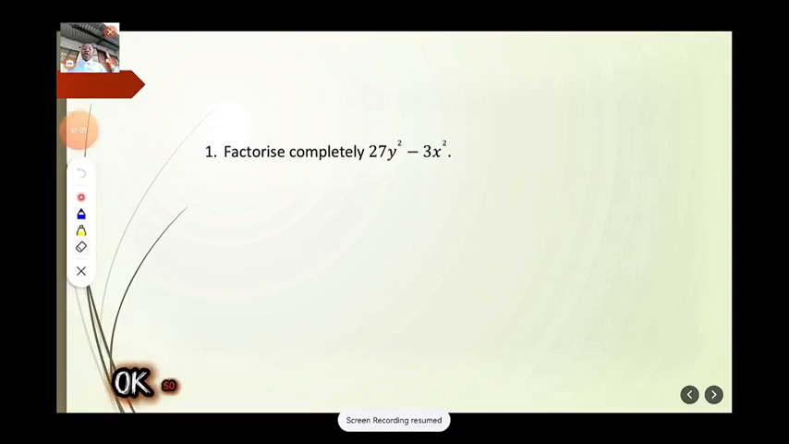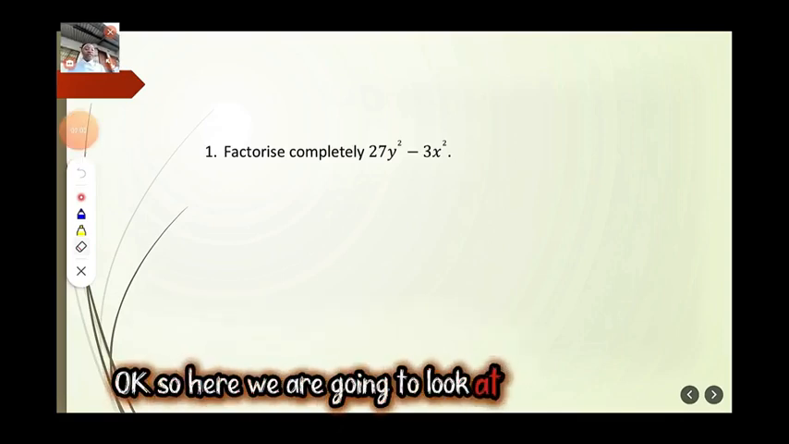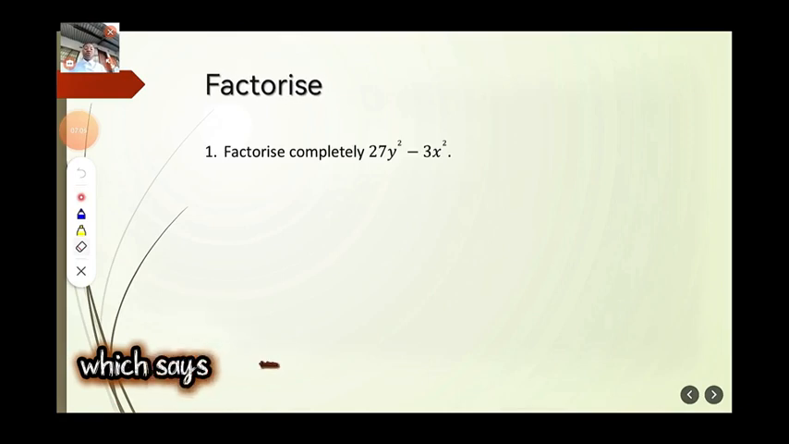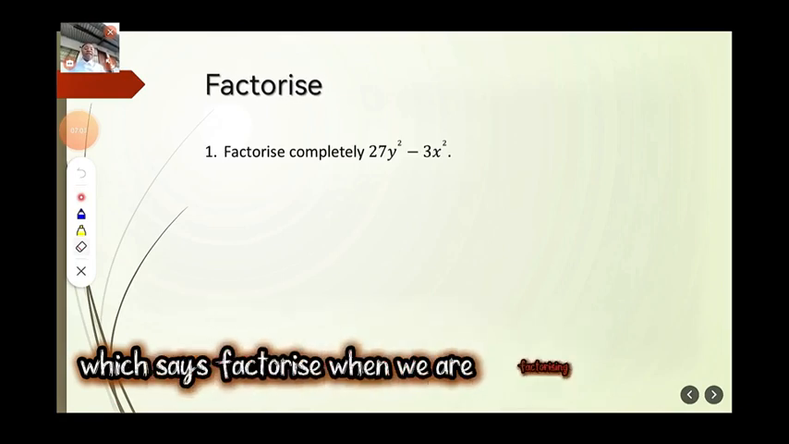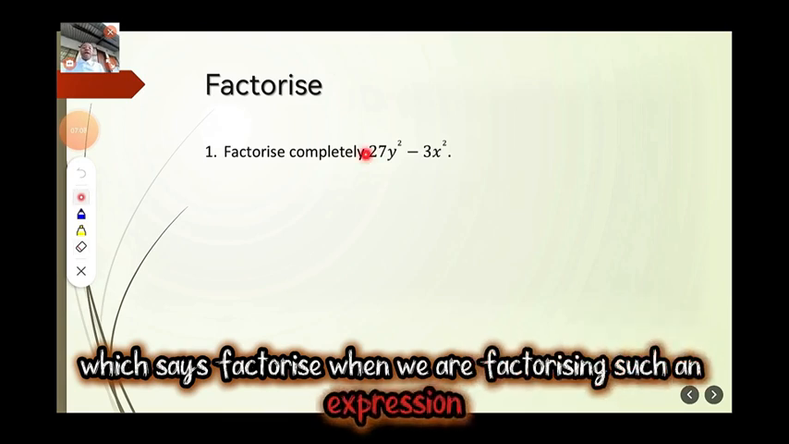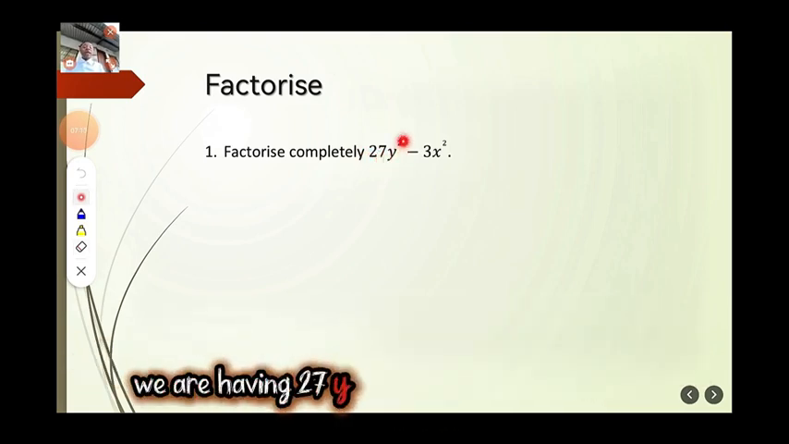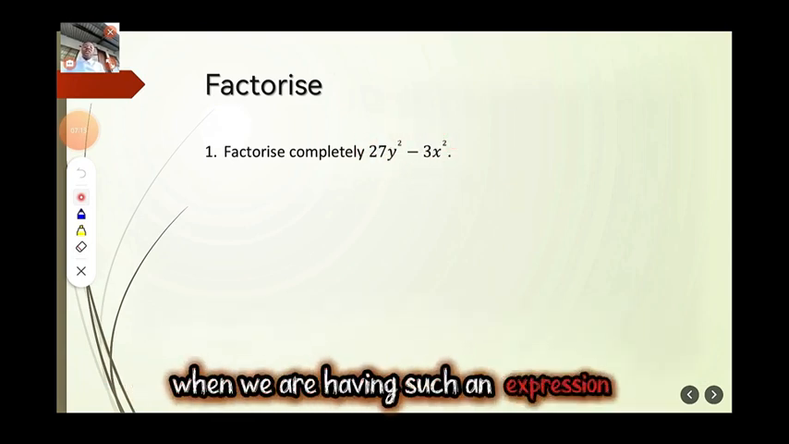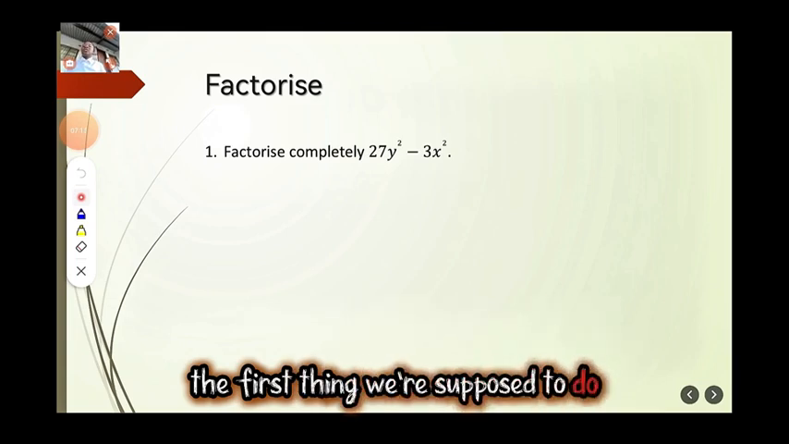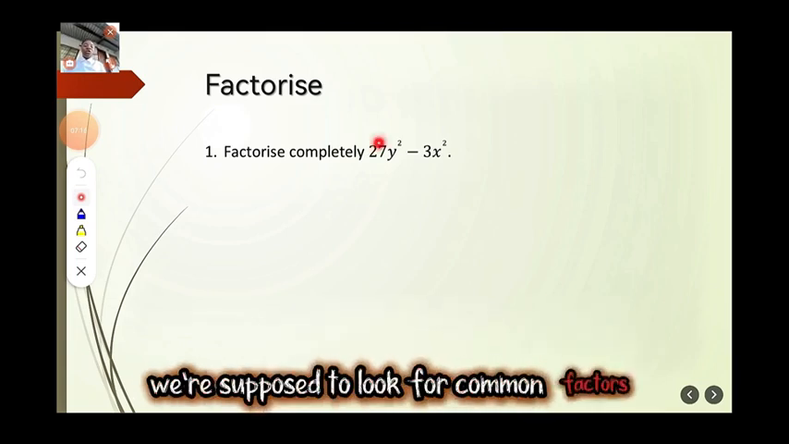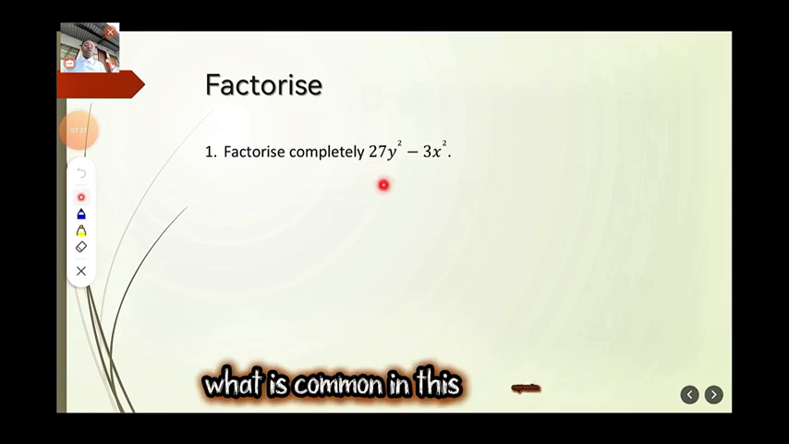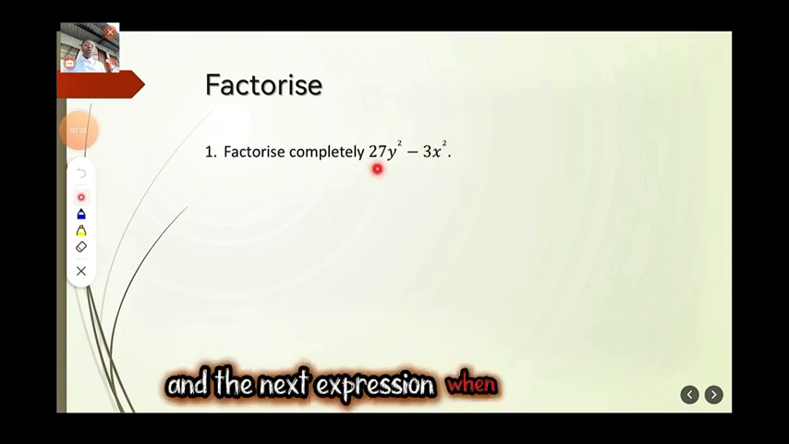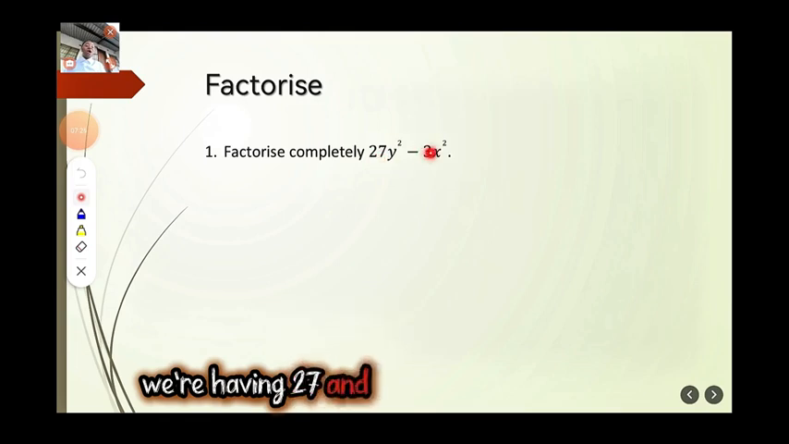Okay, so here we are going to look at this expression which says factorize. When we are factorizing such an expression, we are having 27y squared minus 3x squared. When we are having such an expression, the first thing we're supposed to do is look for common factors. What is common in this expression and the next expression? When we look, we're having 27 and here we're having 3.